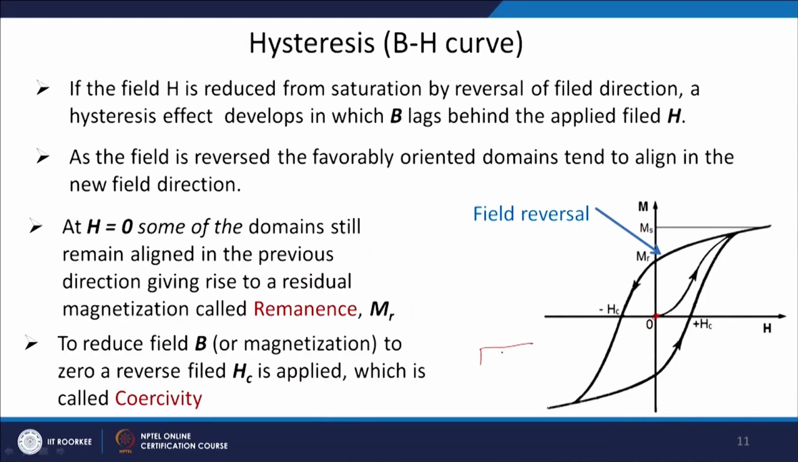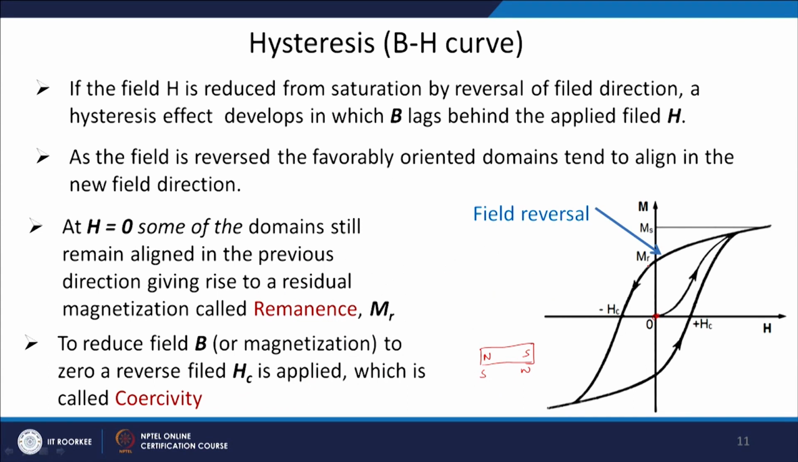Suppose you apply a field such that the dipoles are aligned in a given way, and you get these two poles in the material, and now you have reversed the external field. What will happen is that the dipoles will again align in a different direction, and the north has to become south and south has to become north. So all the domains have to align in the opposite direction now. So we are reversing the field here.